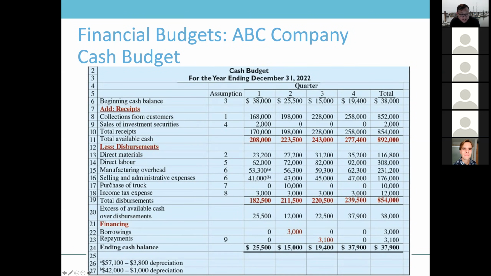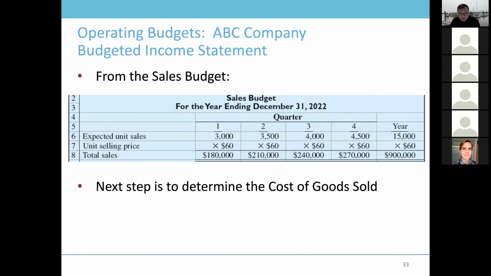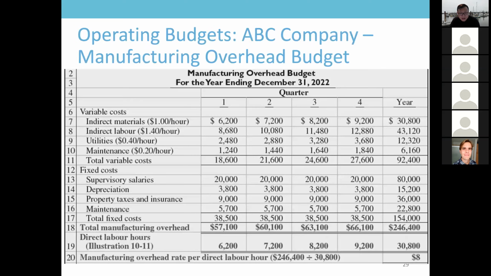Okay, so I want you to remember the two numbers, 57,100, that's the manufacturing overhead, and 42,000, that's the selling and the admin expenses. I'm going to help you find it, okay? Manufacturing overhead, come on. Here, 57,100, okay, for quarter one. 57,100, that's the total manufacturing overhead cost for quarter one. But you have to deduct this depreciation, 3,800, because this is not cash. You are not using cash here. You just recognize this as an expense.